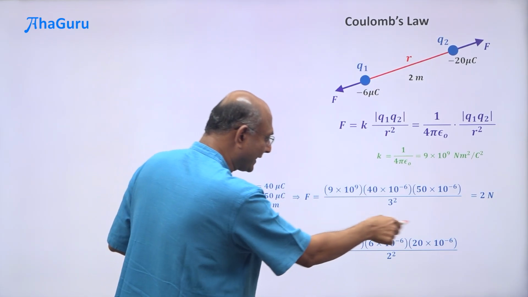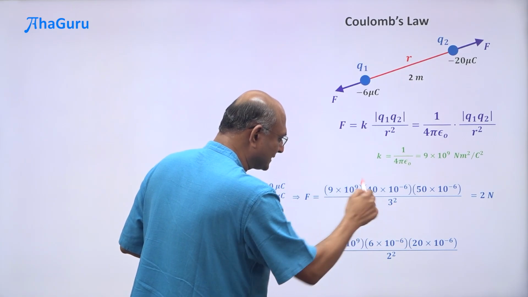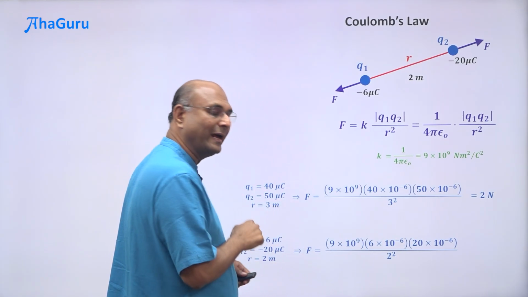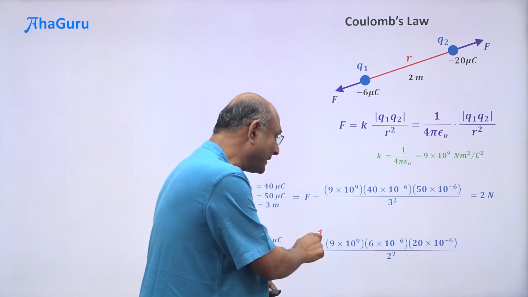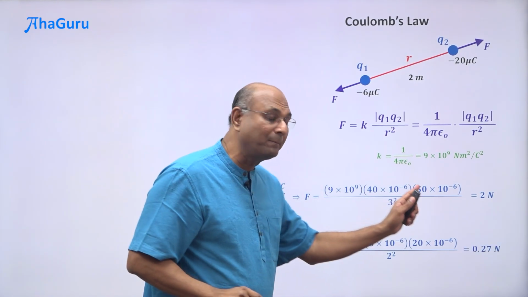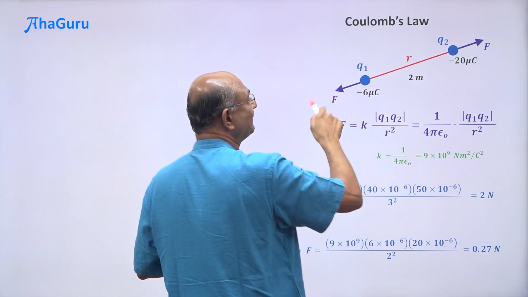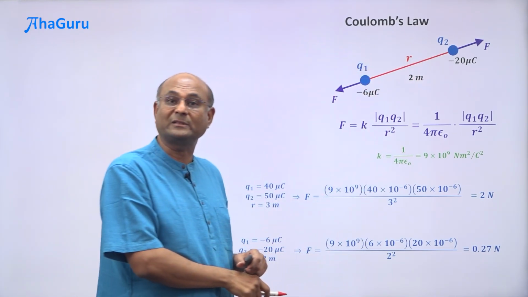Okay, so if I now calculate this, this is going to cancel, give me 5, 5 into 6 is 30, 30 into 9 is going to give me 270, so 270 into 10 power minus 3, so the answer is going to be 0.27 newtons. So this force is 0.27 newtons, that force is 0.27 newtons.